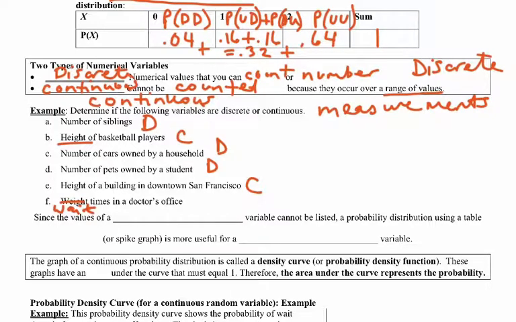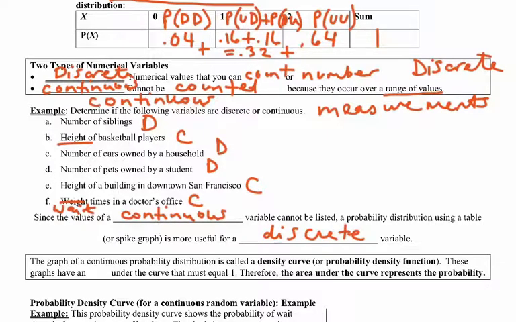It can be anywhere from 5 minutes to 10 minutes and literally anything in between. So that would be a continuous variable. So then it says, since the values of a continuous variable cannot be listed, a probability distribution using a table or a spike graph is more useful for a discrete variable.